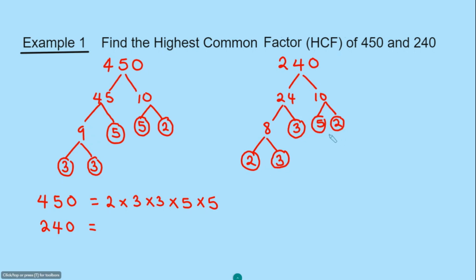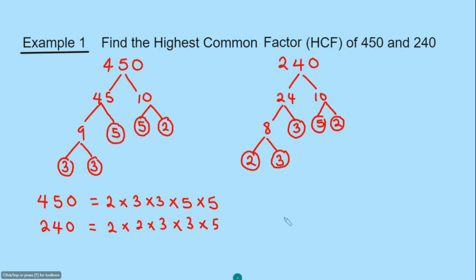Now remember, in writing the product of the prime numbers, I have to begin with the smallest number and work up to the biggest. Now the smallest prime here is 2, so I have 2 multiplied by another 2 here. I'll multiply by 3, multiply by another 3, and multiply by 5. Now what we have here are the products of the primes for both numbers, 450 and 240.